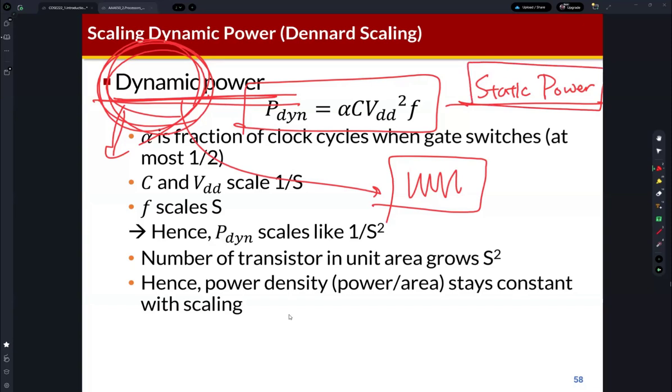Static power is the opposite meaning. Static power means that even though the voltage level is not changed, power is consumed.